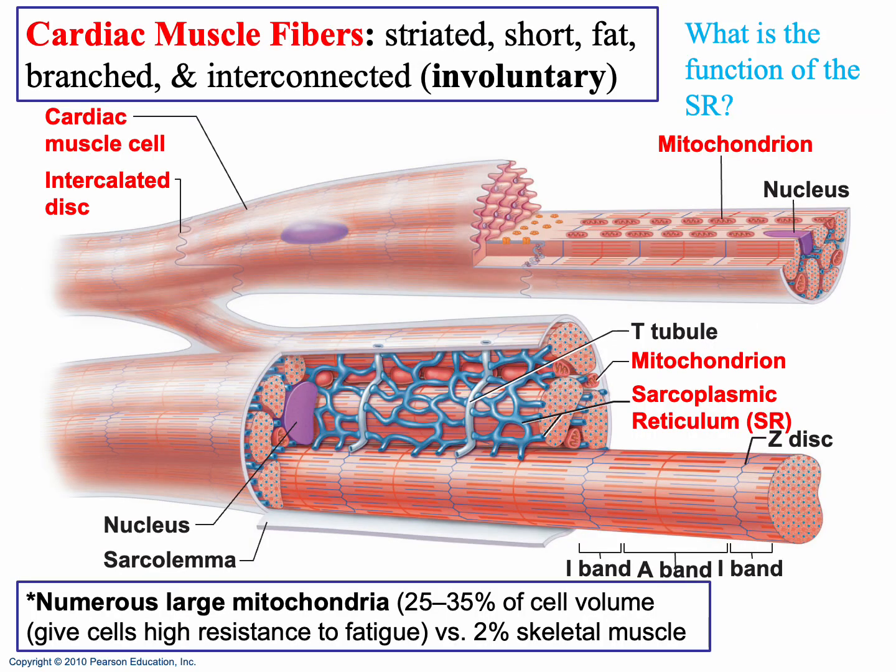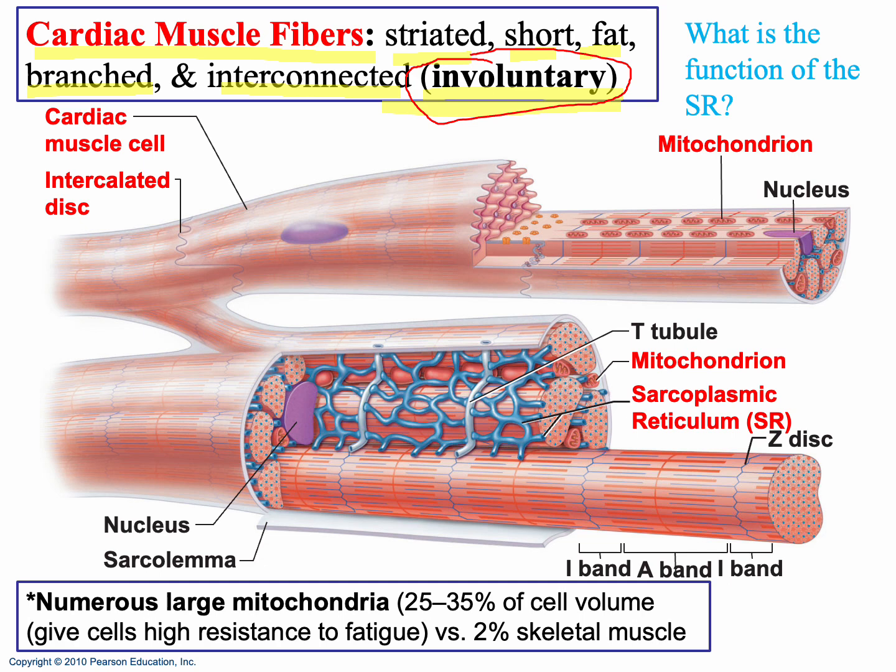We now take a look at more understanding of cardiac muscle, looking here at cardiac muscle fibers. These cardiac muscle fibers are striated, this type of muscle tissue. They can be short and fat. They can be branched and interconnected. And a big one, of course, is this understanding that they are involuntary. Okay? They are involuntary.